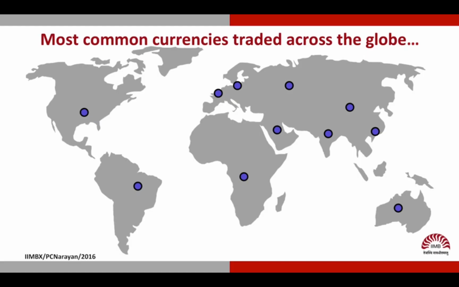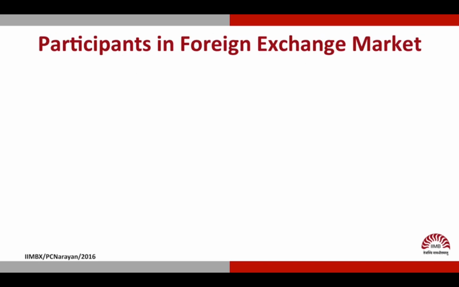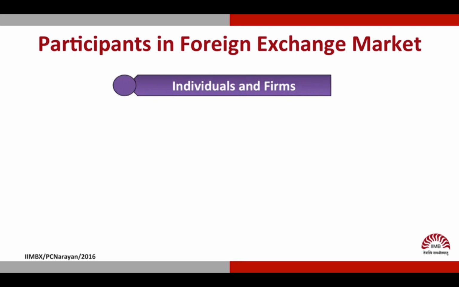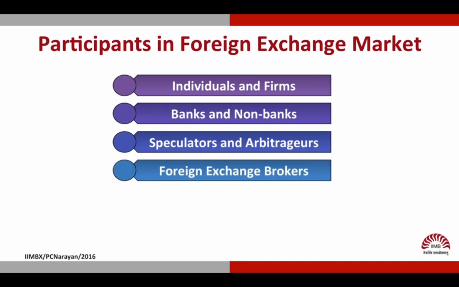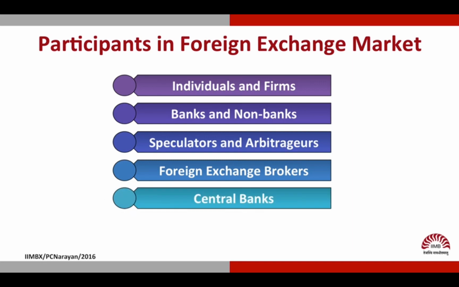Currencies are traded, that is, bought and sold in foreign exchange markets across the globe. Virtually all currencies in the world are traded in some foreign exchange market or the other. But the most common currencies traded are US dollars, pound sterling, euro, and the Japanese yen. Participants in the foreign exchange markets around the world comprise individuals and firms, banks and non-banks, speculators and arbitrageurs, foreign exchange brokers, and last but not the least, the central banks around the world.